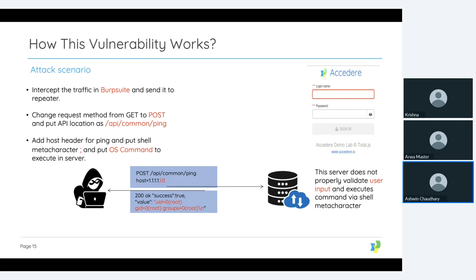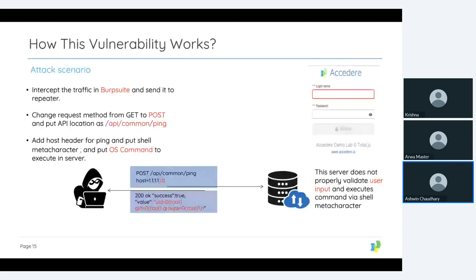So how are we going to exploit this? We are going to intercept traffic using Burp Suite and send it to the repeater. We are going to change the request method from GET to POST and put it in the API location as /api/common/ping, which goes to the API endpoint. And we'll add the host header for ping and put shell meta characters such as a semicolon and the OS commands to execute on the server.